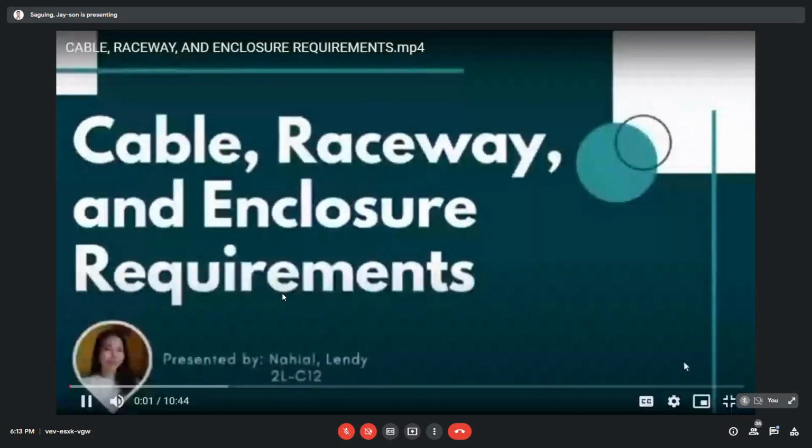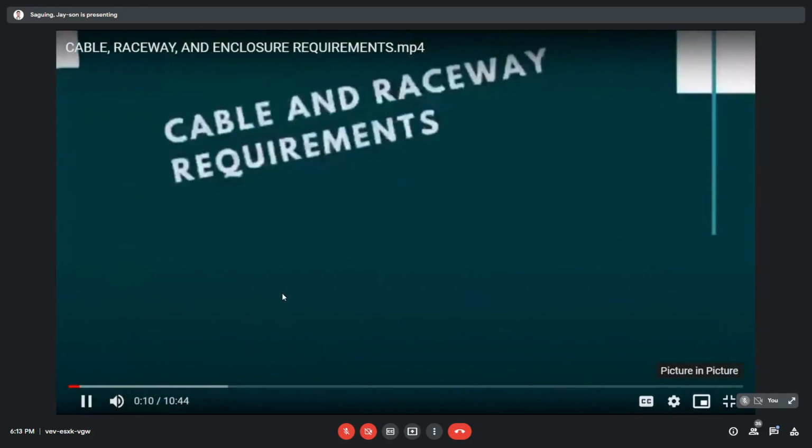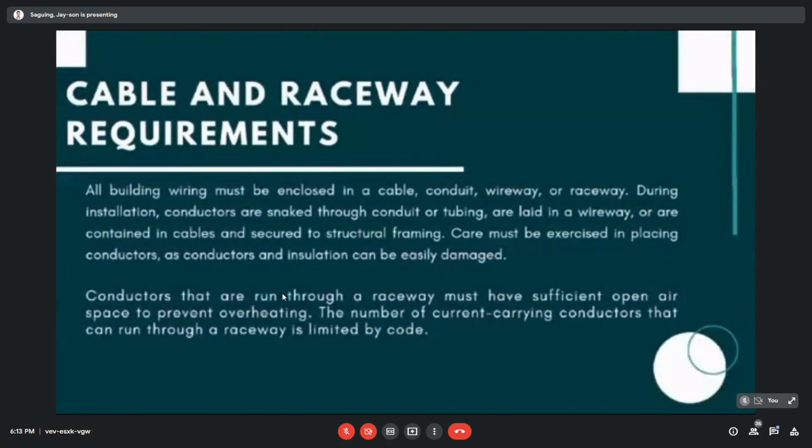Good evening, everyone. I am Landy Nahial and I am here to report about cable, raceway, and enclosure requirements. So first is the cable and raceway requirements. All building wiring must be enclosed in a cable, conduit, wireway, or raceway. During installation, conductors are snaked through conduit or tubing, are laid in a wireway, or are contained in cables and secured to a structural framing.